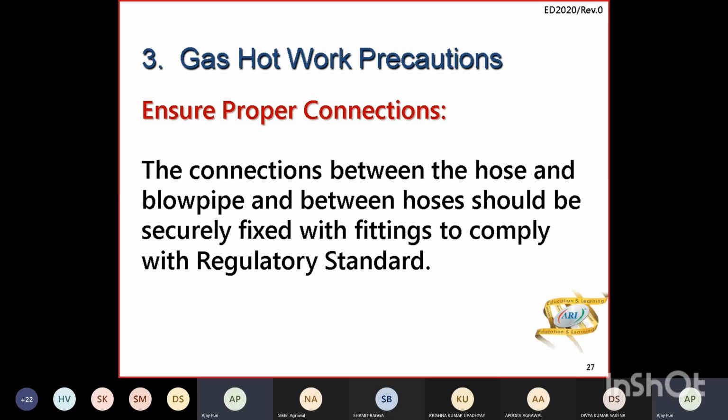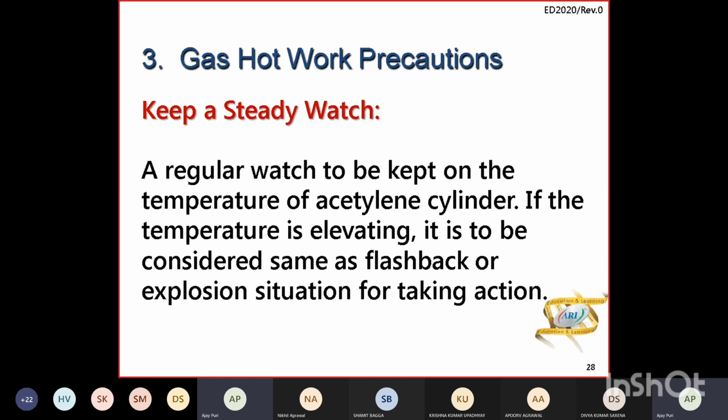There should be proper connections between the hose and blowpipe, and between hoses, securely fixed with fittings so that you comply with regulatory standards. Keep a steady watch. A regular watch is to be kept on the temperature of the acetylene cylinder. If the temperature is rising, it can be a flashback or explosion situation, so take action.